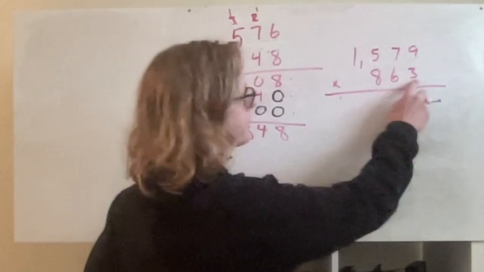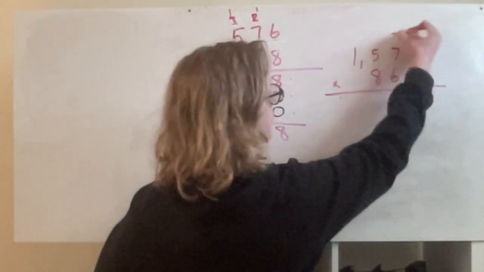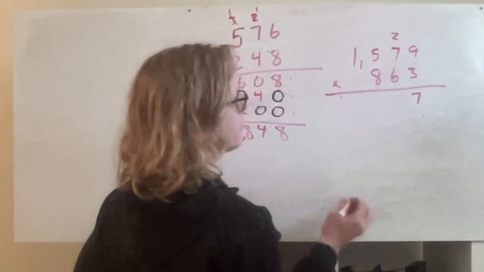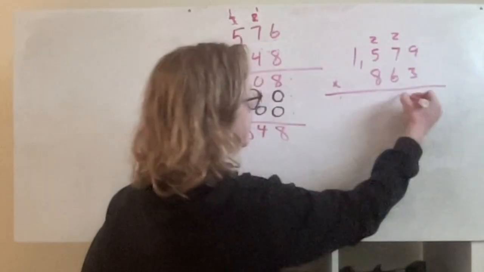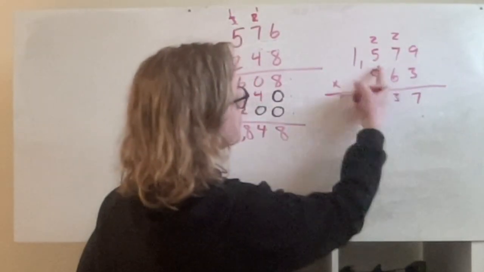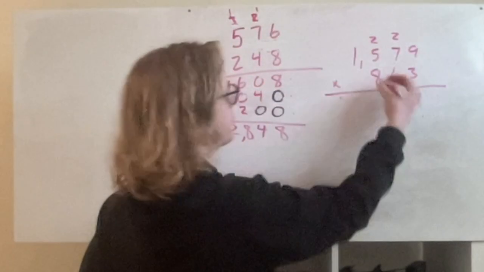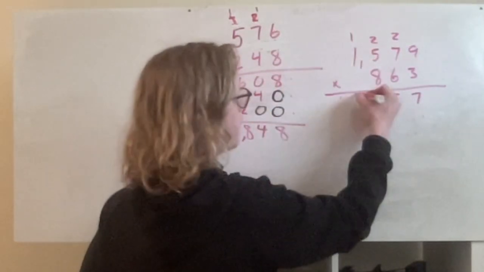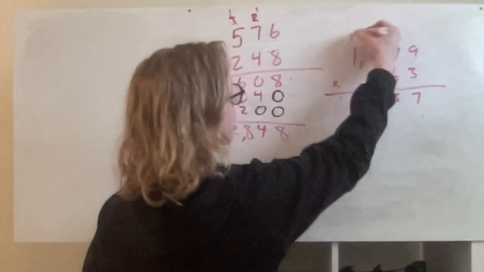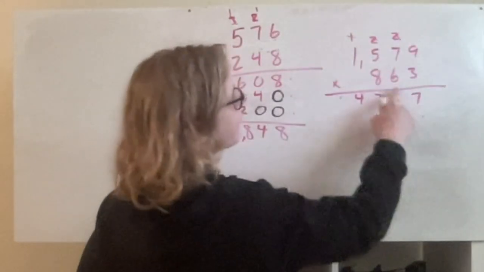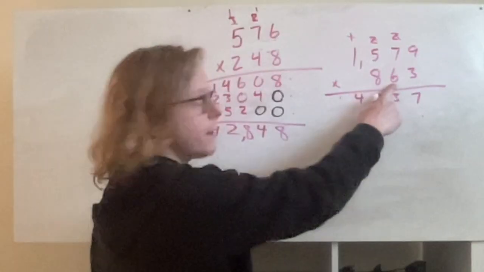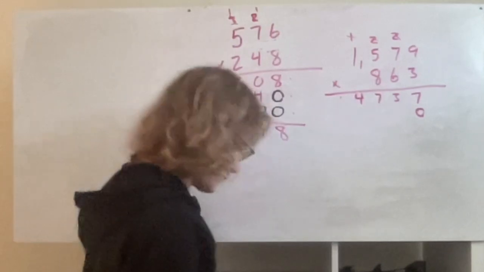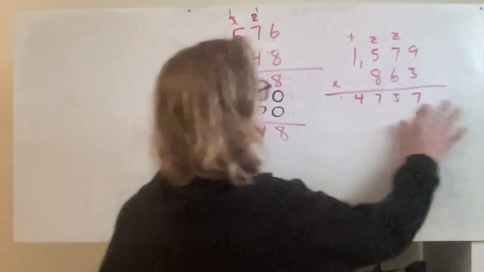So we start here. 3 times 9, 27. 3 times 7 is 21. Plus 2 is 23. 3 times 5, 15. Plus 2, 17. 3 times 1 is 3. Plus 1, 4. Okay, I cross all these off. And I'm moving on to the 6. What do I need to do before that? Put my placeholder 0. I'll stick with the black theme here.